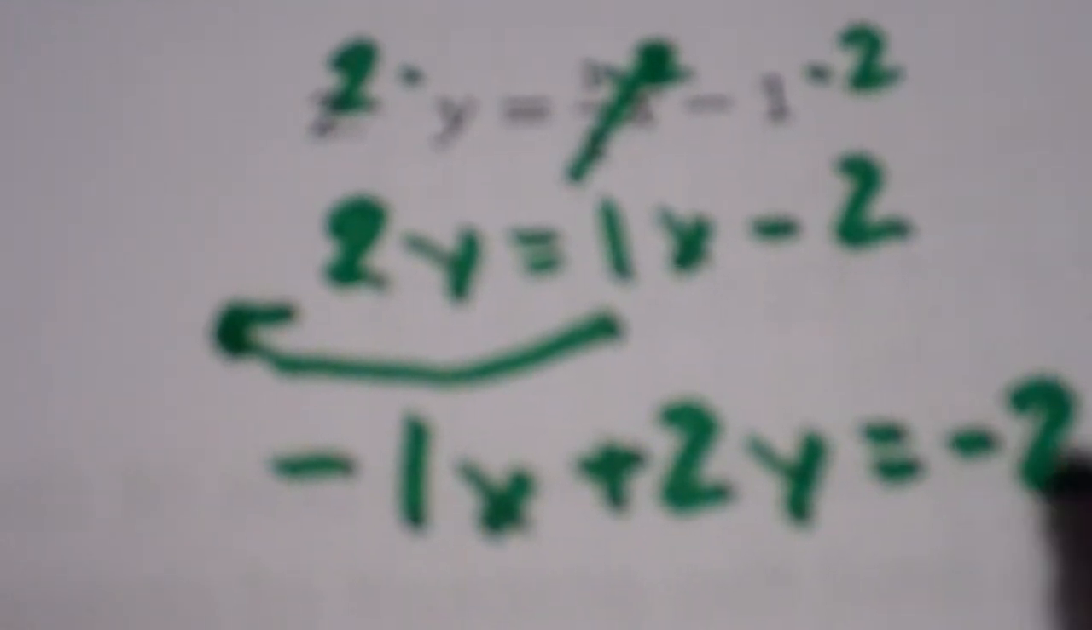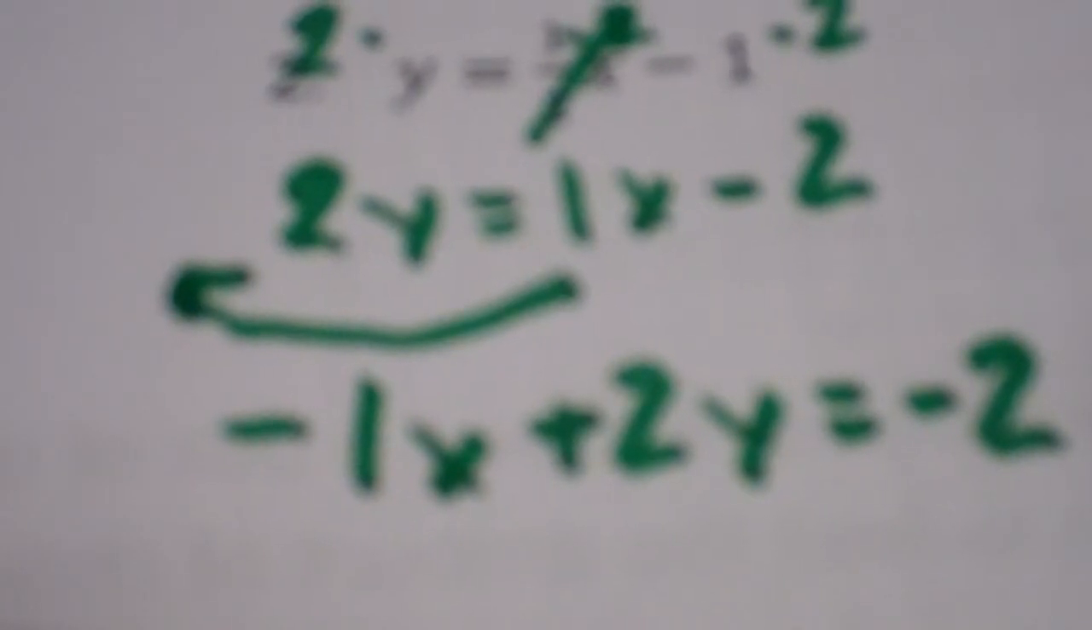Okay, let's clear our fractions. Our fraction here is 1/2, so times 2, times 2, times 2. So that gives me 2y equals, those 2's are going to cross off, 1x minus 2. Now I'm going to move my x term over to that side by subtracting it. I get negative 1x plus 2y equals negative 2. You try that now.